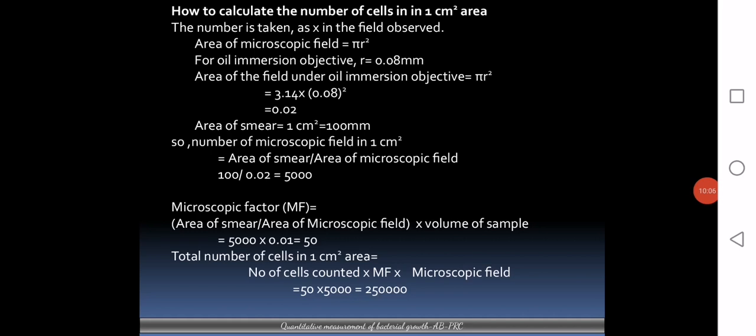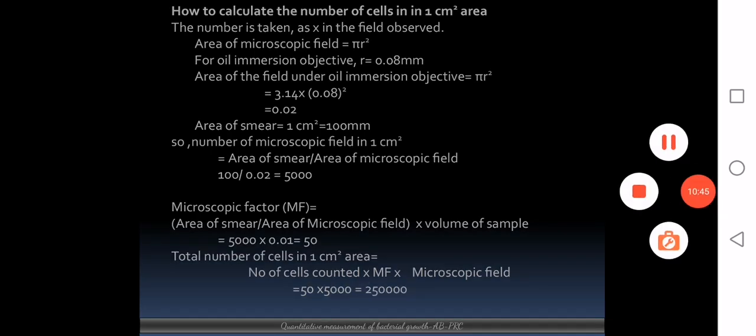So the total number of cells in 1 centimeter square area will be calculated as the total number of cells counted into microscopic factor into microscopic field. Okay. So for example, if x is the number of cells counted in the field, according to this equation you will get 2,50,000 into x. That will be the number of cells per 1 centimeter square area.